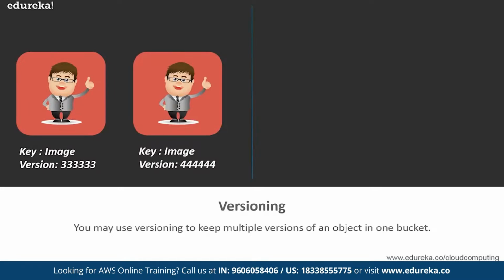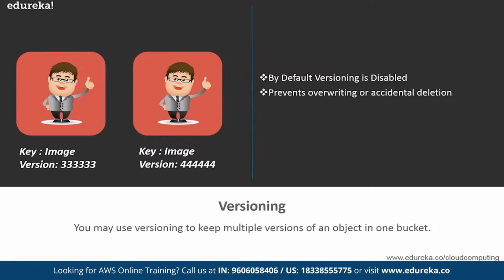What are the features of versioning? By default, versioning is disabled in S3. You have to go ahead and enable it. It prevents overwriting or accidental deletion, which we've already discussed. You also get non-current versions by specifying the version ID. What do I mean by this? If I create one more copy of the data and store it, the latest copy would be available on top. But I can go to the versions option, put in the ID that belongs to the previous version, and fetch that version as well.